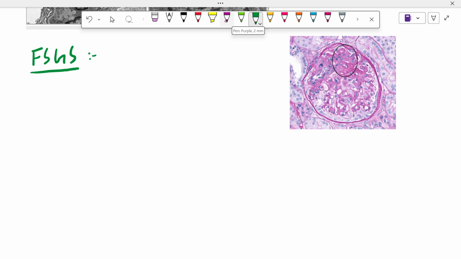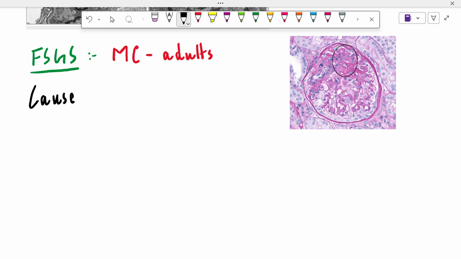Today we are going to discuss a disease included in the nephrotic syndrome known as focal segmental glomerulosclerosis. When we talk about FSGS, it is the most common type of nephrotic syndrome in adults. Okay, so it is most common in adults. Let's talk about the etiology, the causes, why FSGS happens, right?